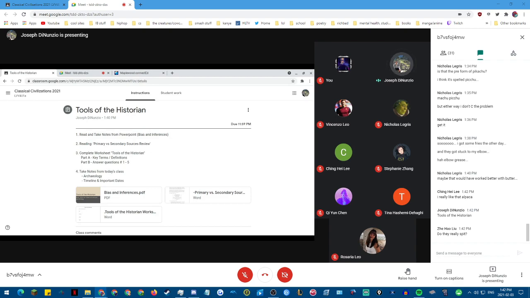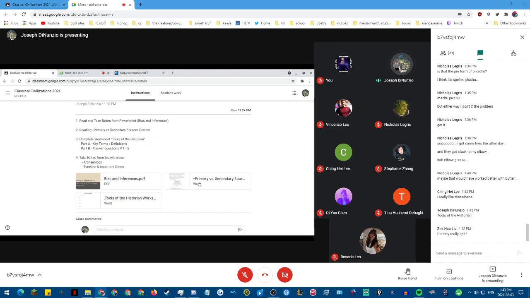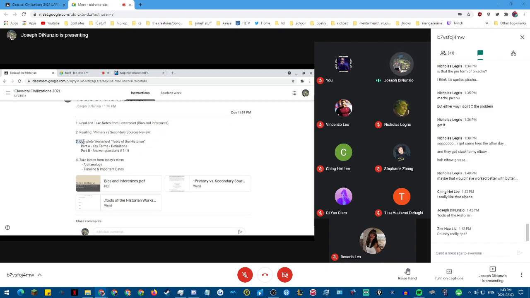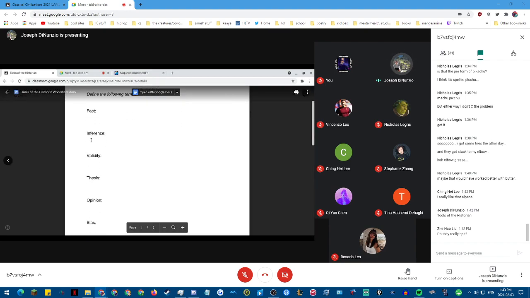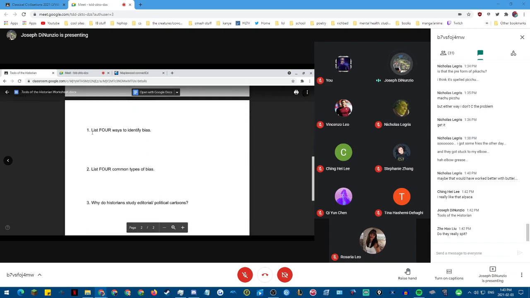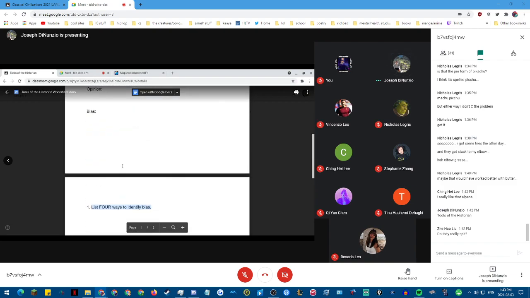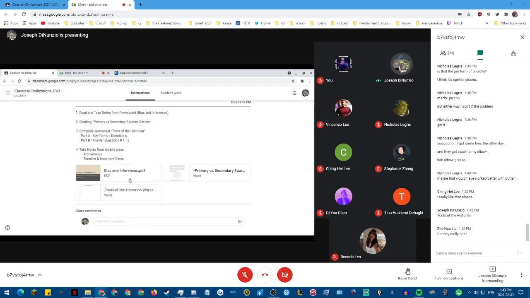certain terms that you're going to need to know for this course. Also, the difference between primary and secondary sources. So those are both here. Okay, PowerPoint and reading. Number 3 asks you to complete the worksheet, part A and part B. That's this one here. Pretty straightforward. Part A and part B is 1 to 5. And you can find this information in the PowerPoint and reading here.